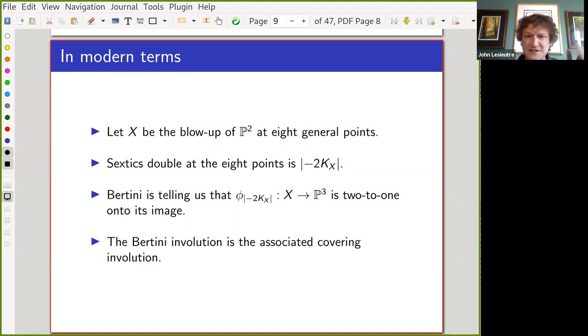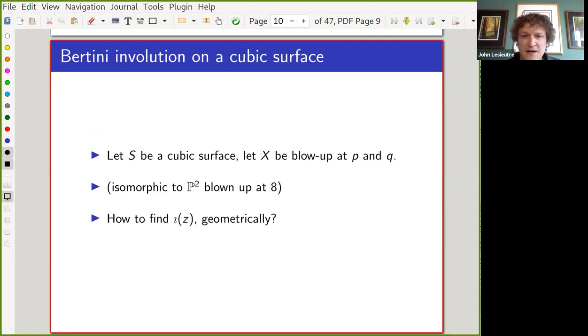All right, it's not so bad. So here's the picture I want to think about now. Let's say that I have a cubic surface in P3, and I blow up 2 points on the cubic surface. I'll call them P and Q. So a cubic surface is P2 blown up at 6 points. Now I'm blowing up 2 more points. So I again have a degree 1 Del Pezzo surface. My surface is P2 blown up at 8 points.